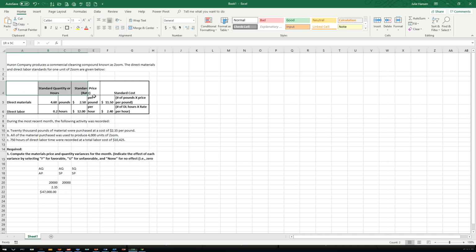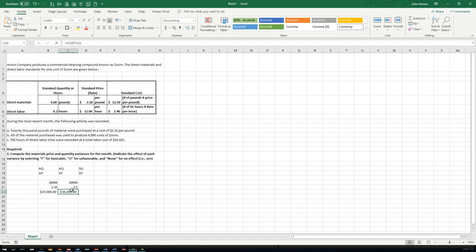Then I look back up on my standard cards right here, and I ask, what should I have paid? Here's my direct material. I should have paid $2.50 a pound. It looks like I'm going to be doing pretty good, because now I'm going to take these 20,000 pounds that I purchased, multiply them times the $2.50, which is what I should have paid, and this is the amount that I should have paid for the materials that I purchased. So I'm doing pretty good. Now I'm just going to take the 50,000 and subtract the 47,000, and I come up with a $3,000 price variance.